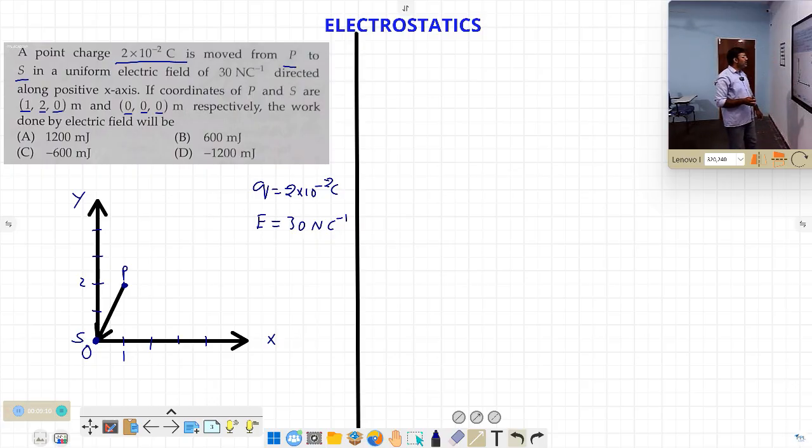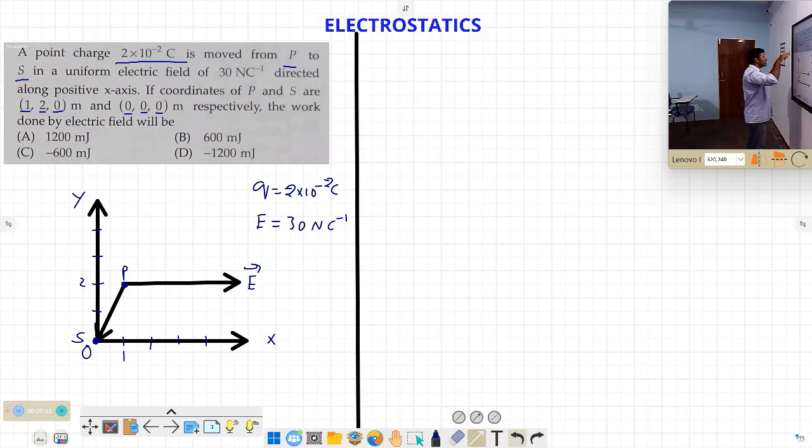So P to S, what direction is it? We are moving the charge in a uniform electric field directed along the positive x-axis. That means the electric field you are applying will be acting on this system of charges in this direction. You are applying the electric field along the x-axis. Now the coordinates of P and S are given respectively.